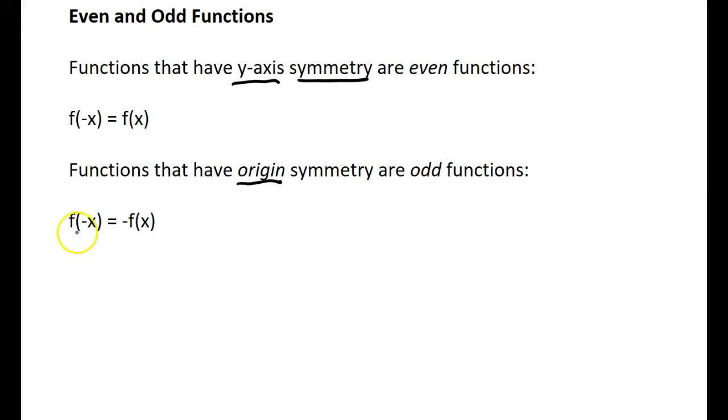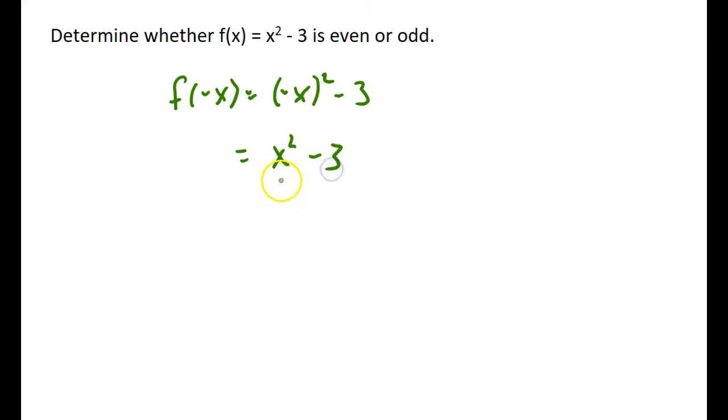That means if I replace x with negative x and I get the exact opposite of the function I started with, it's an odd function. So let's determine whether this function f of x equals x squared minus 3 is even or odd, or it might be neither. Okay, we're going to replace x with negative x. And remember that I'm squaring negative x. And when I square it, it becomes positive x squared. And that is exactly the same as the function we started with. So we can say that this function is even.